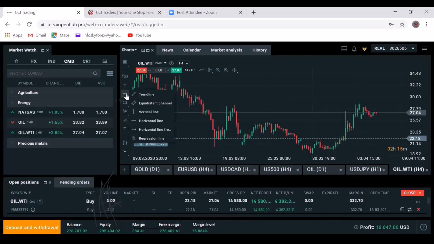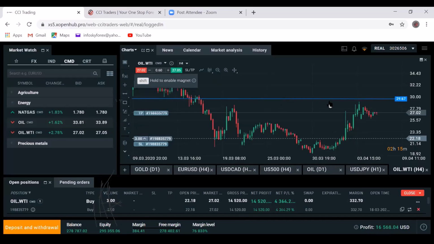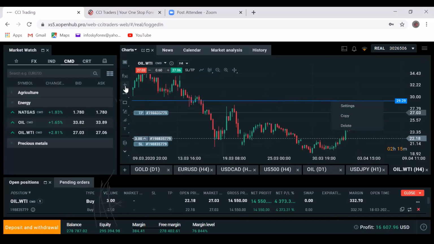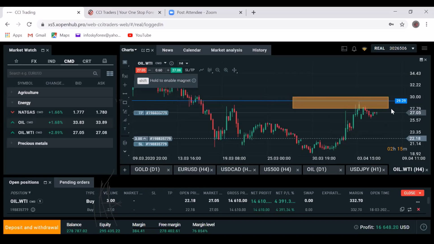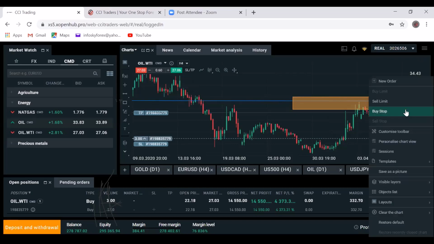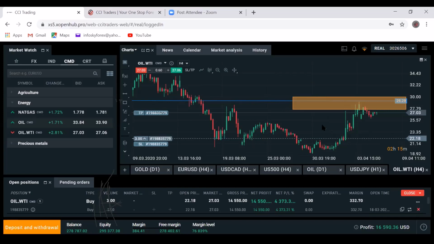On 4 hours, it has formed resistance here. This point is a resistance level on 4 hours in oil. This point now has formed a resistance level on 4 hours. So for a short-term trade, here will be a selling zone on 4 hours.